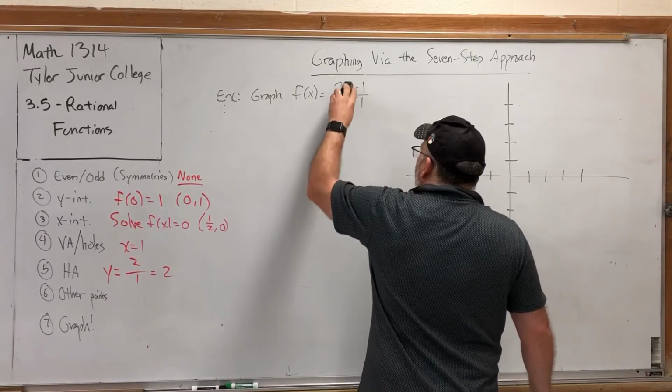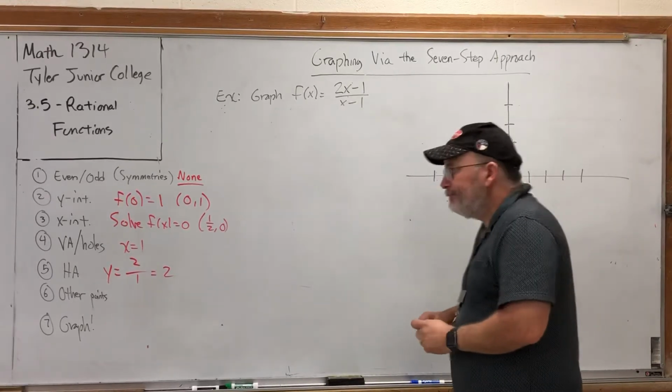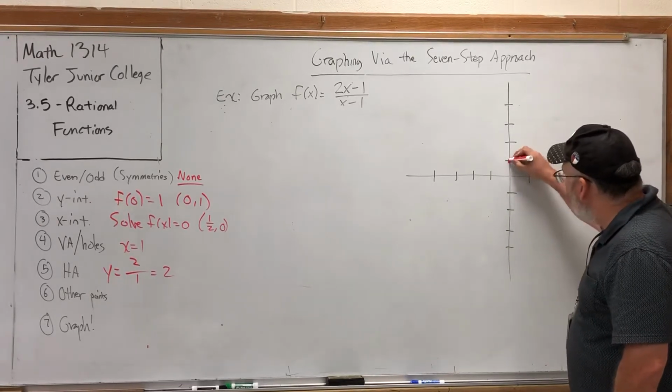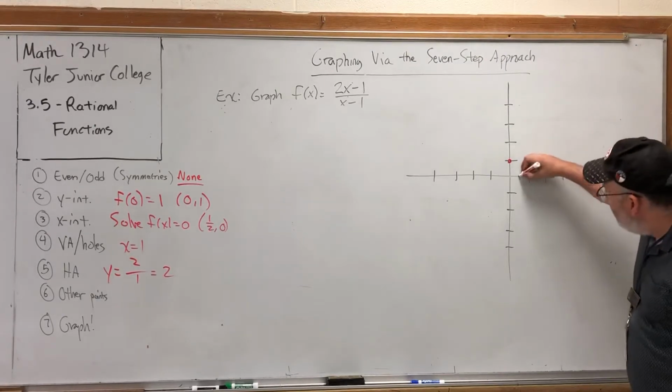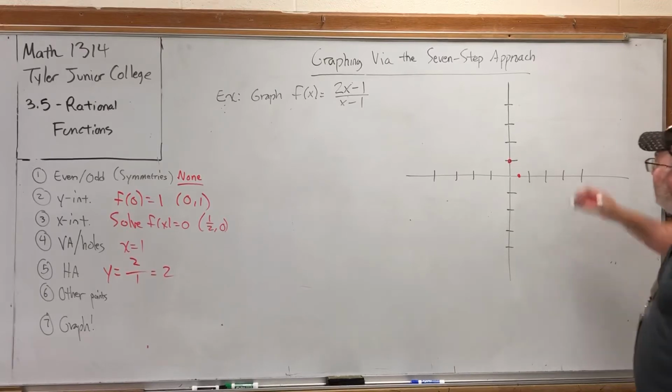But is this enough information? At this point, I would sketch everything that I know. I know there's a y-intercept at 0, 1, so I can put a dot there. I know there's an x-intercept at 1/2, 0, so I can put a dot here. I know there's a vertical asymptote at x equals 1.